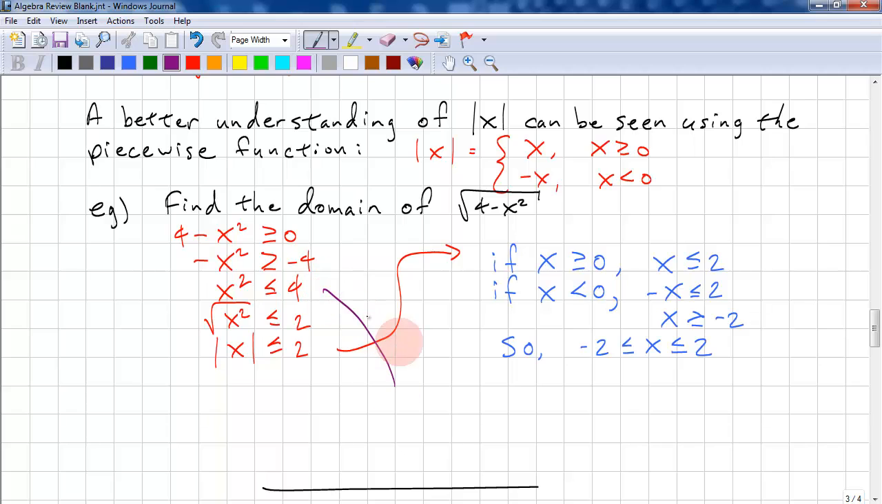And just a reminder here and here, when multiplying or dividing by a negative, you must flip the inequality sign.